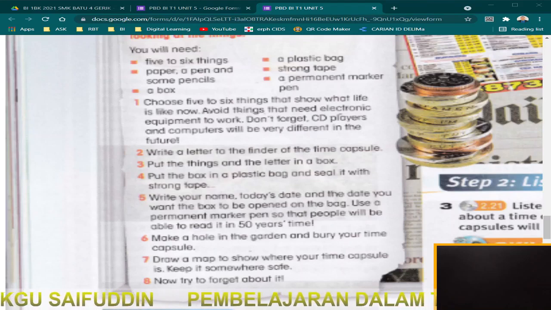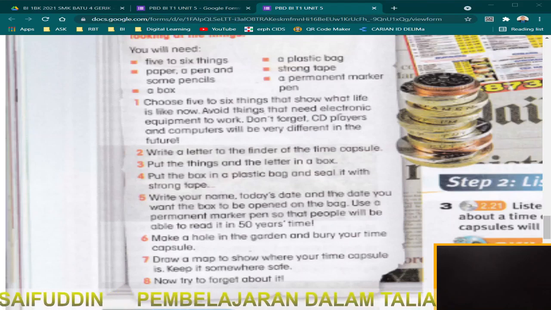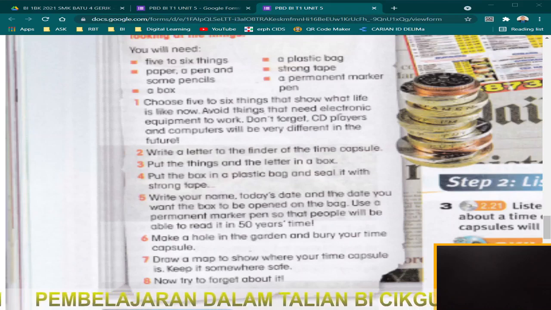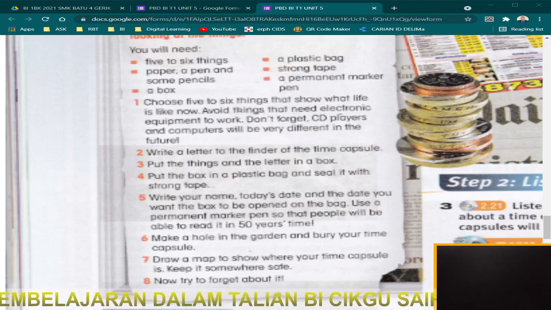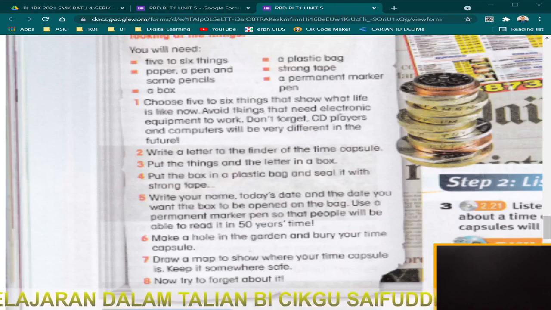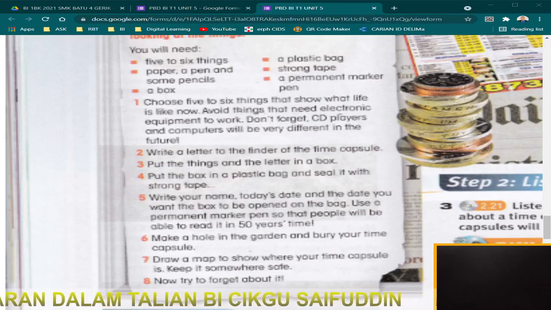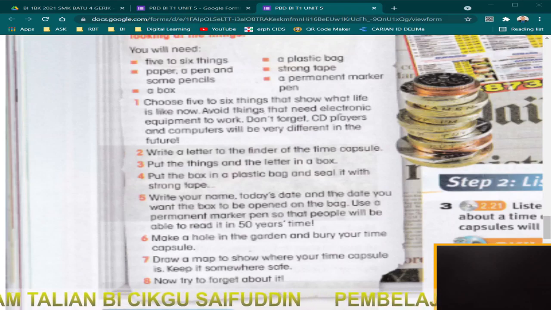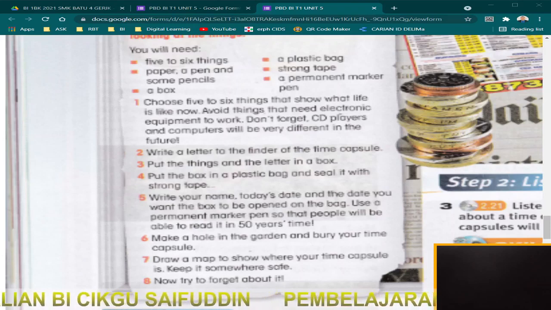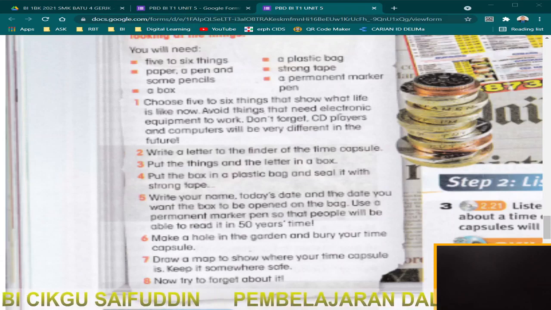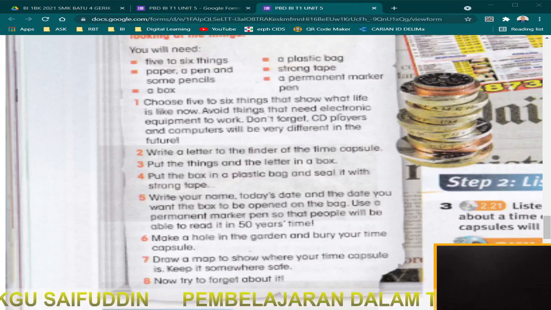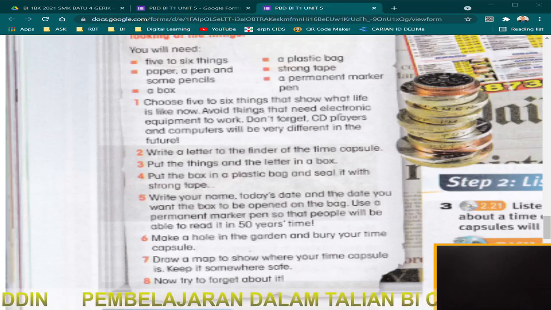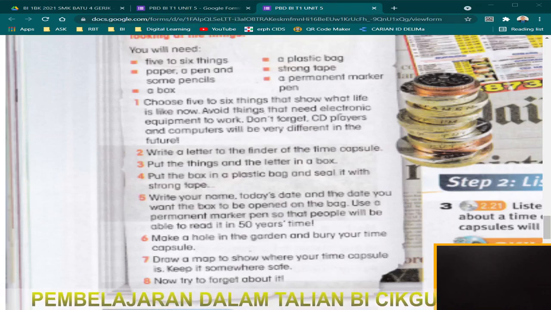Okay, so number 2, write a letter to the finder of the time capsule. So someone has to find the time capsule in the future. So write a letter to him or maybe to yourself. And then number 3, put the things and the letter in a box, dalam satu kotak, in a case, a durable box, kotak atau bekas yang tahan lasak, tahan lama. And then number 4, put the box in a plastic bag and seal it with strong tape. Letakkan di dalam beg plastik dan kita selotipkan dia supaya dia tidak reput, tidak terdedah kepada cuaca dan sebagainya.